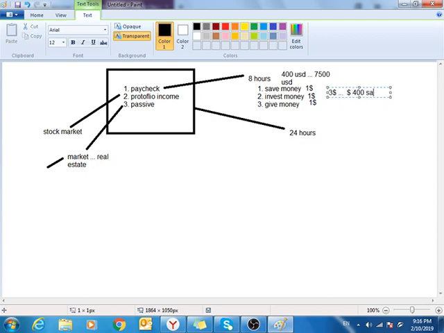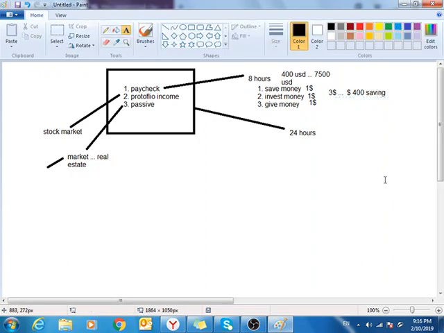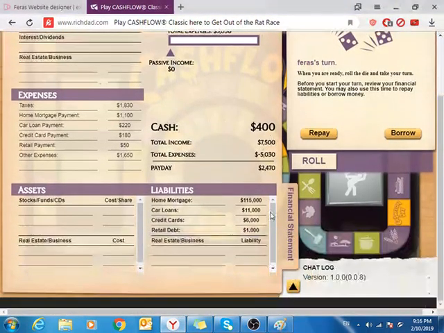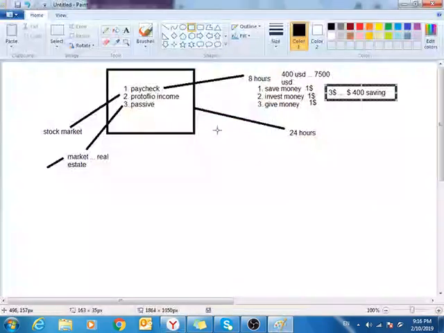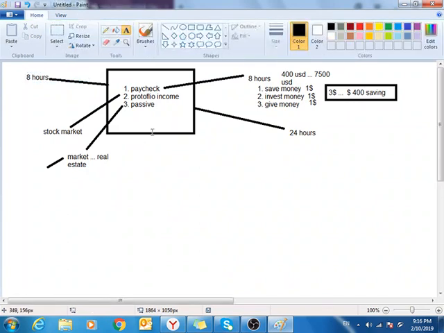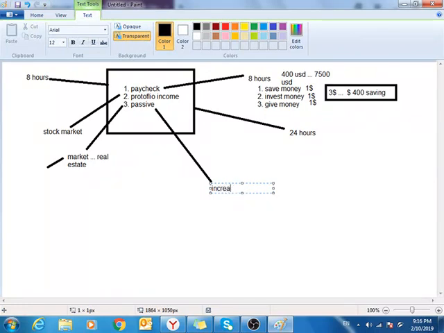So I'm saving. This is what I do when it comes to money. Now, the question is, this is my 8 hours. This is my day. Here's my day. The question, or the simulation here, is how to increase this income.